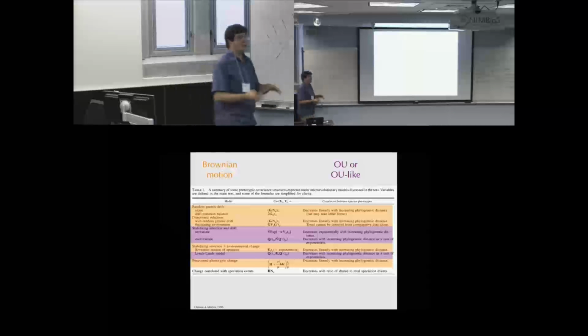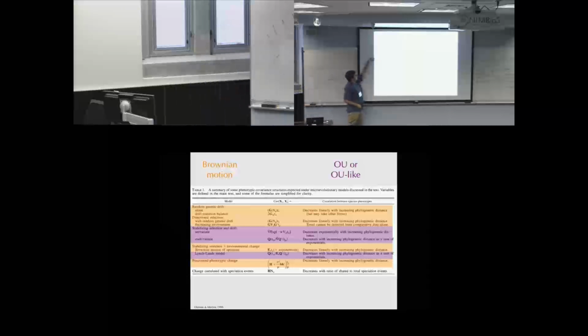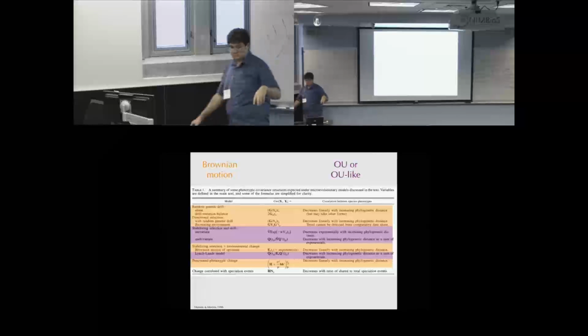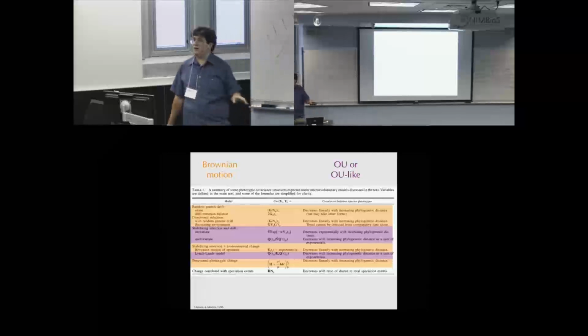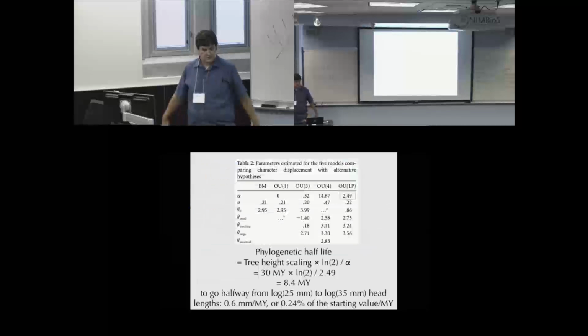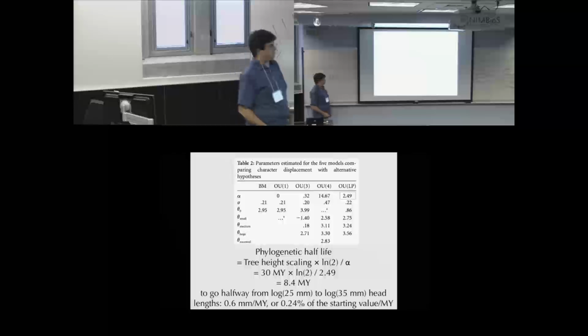And so the point here is a many-to-one mapping, right? So many different microevolutionary models map into the same macroevolutionary model. Okay, so any questions about that? Okay, phylogenetic half-life a little bit more.